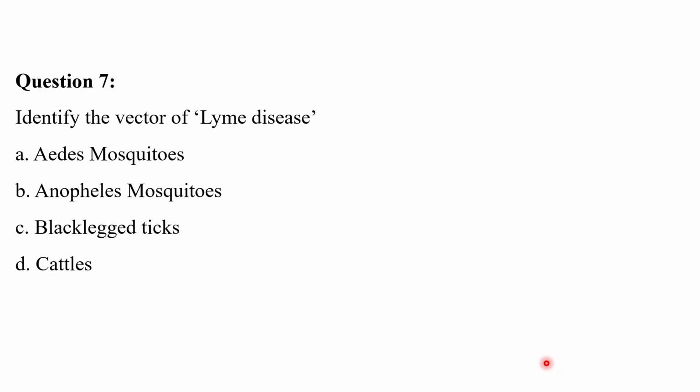So the next question is question number 7. Identify the vector of Lyme disease. Option A, Aedes mosquitoes. Option B, Anopheles mosquitoes. Option C, black-legged ticks. And option D, cattle. Which of the following is a vector of Lyme disease? Any answer? Aedes mosquitoes, Anopheles mosquitoes, black-legged ticks, and cattle. The correct answer for this question is option C, black-legged ticks.